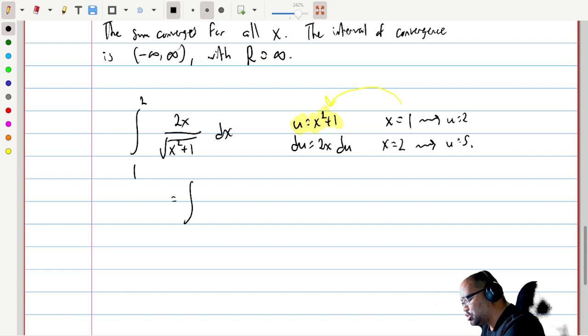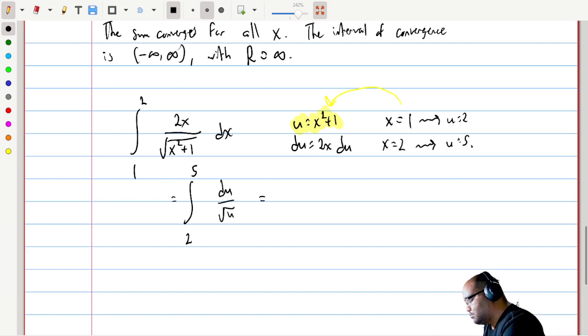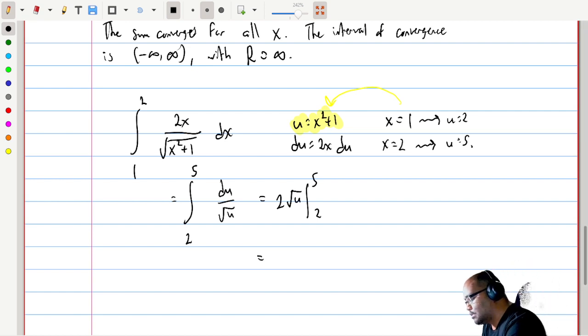And so this integral just becomes that from 2 to 5 of du over square root u. And now it's just power rule. So this is going to be 2 square root of u. I don't need to go back into the original units if I have a definite integral. I'm still going to get the same number. And in fact, that number I'll get here is 2 square root 5 minus 2 square root 2.